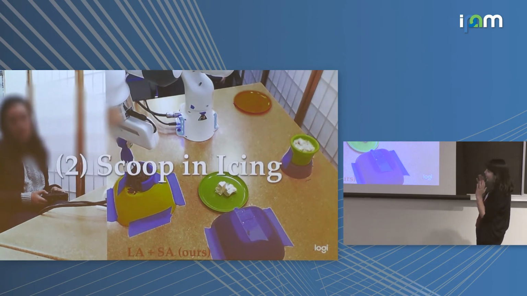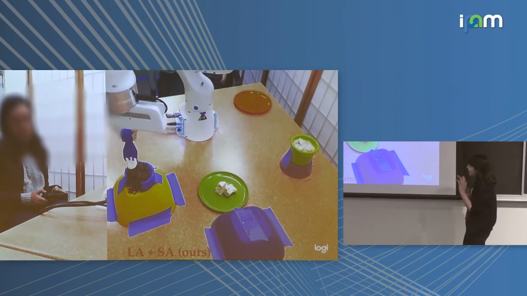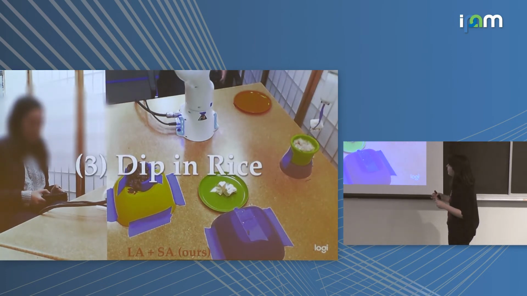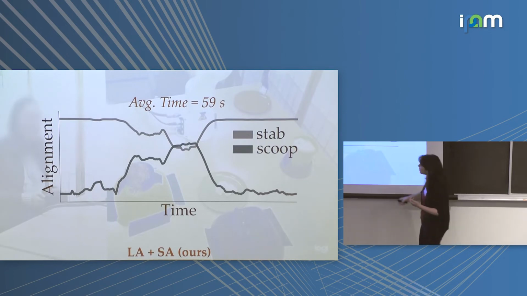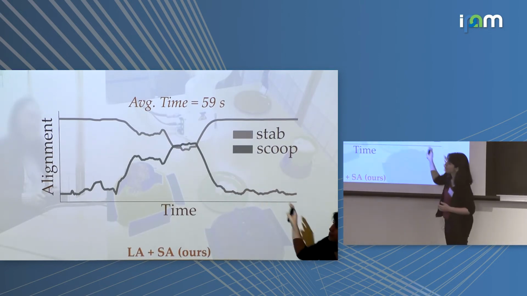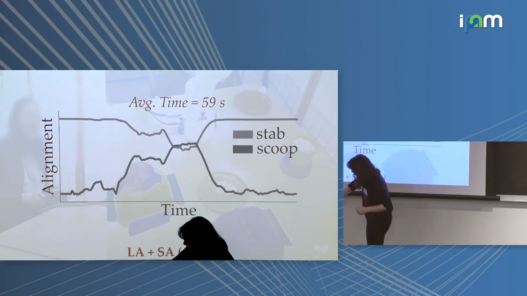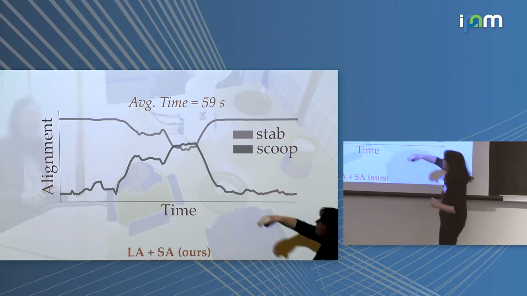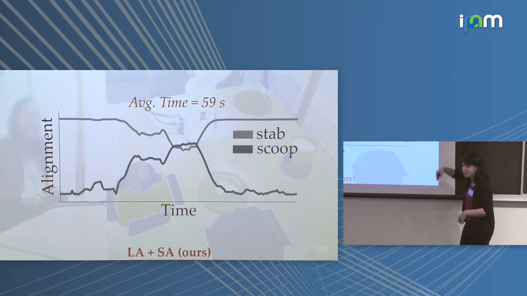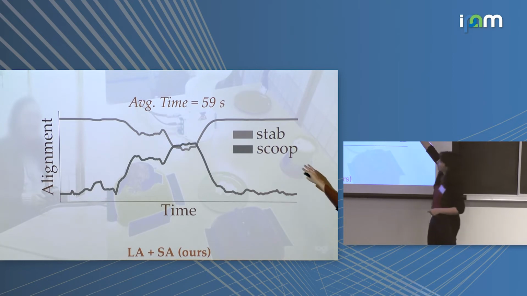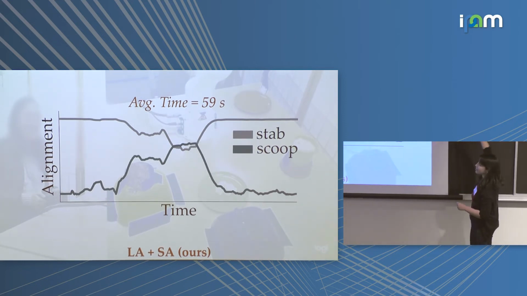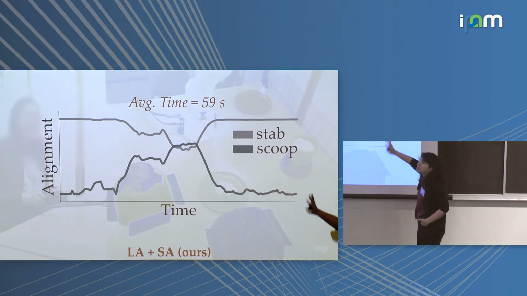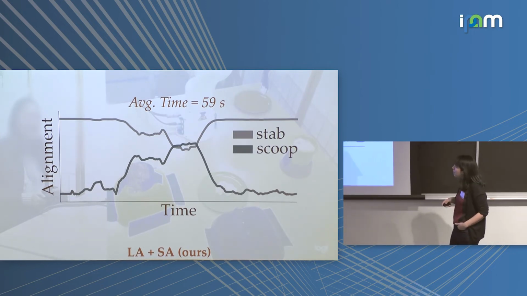And again, remember, this is low-degree freedom control. This is actually pretty difficult to do with low-degree freedom control. And then you dip it in the rice, and you bring it back. So you kind of see the switch between stabbing and scooping, right? The stabbing starts off because you stab the marshmallow, and then you want to scoop it in the icing. So stabbing goes down, scooping comes up. And then you want to switch back again because you're putting it in the rice at the very end. So that's very similar to stabbing. So you kind of want to expect this type of behavior, and it does that. And it's shorter time too, which is nicer always. Okay. All right.